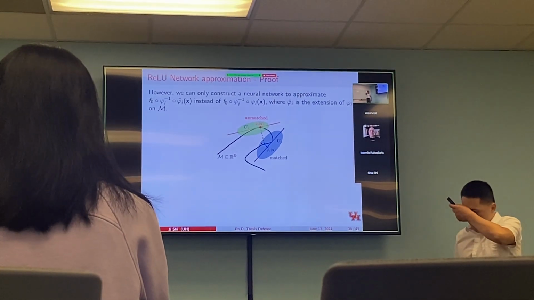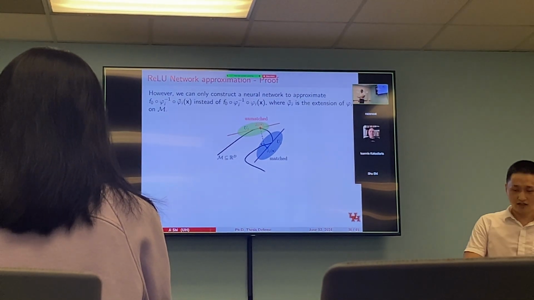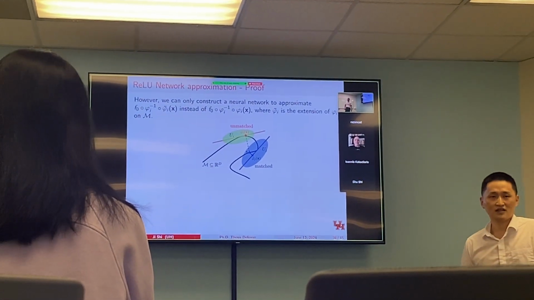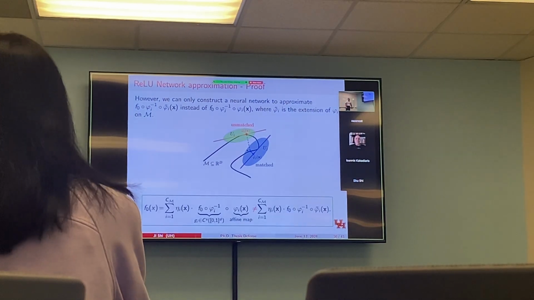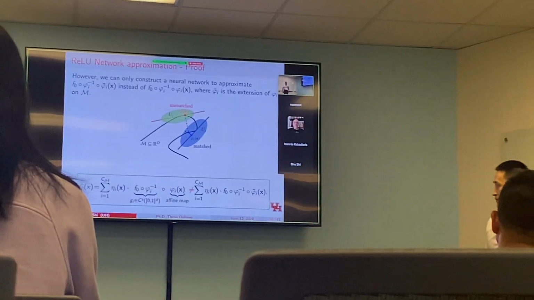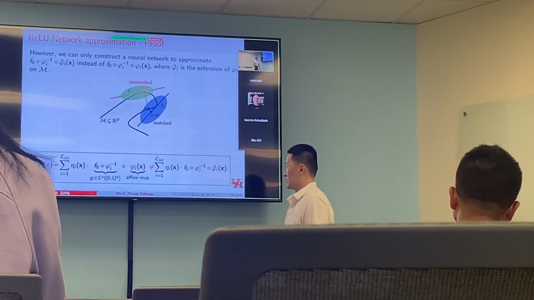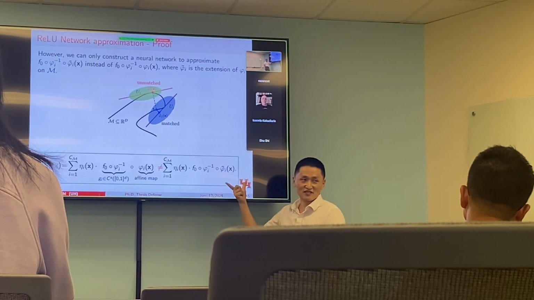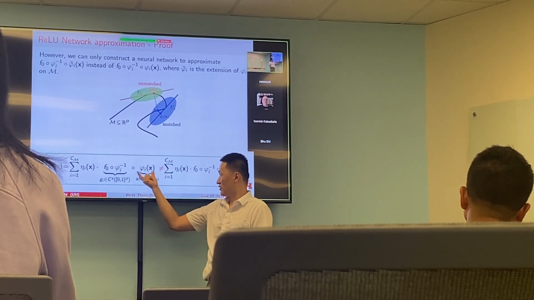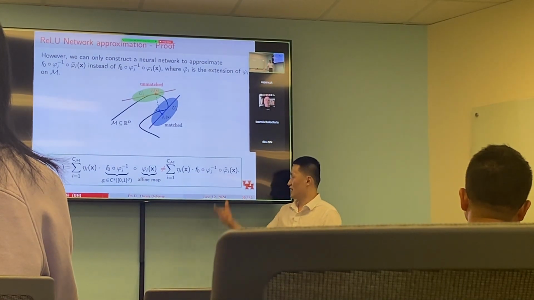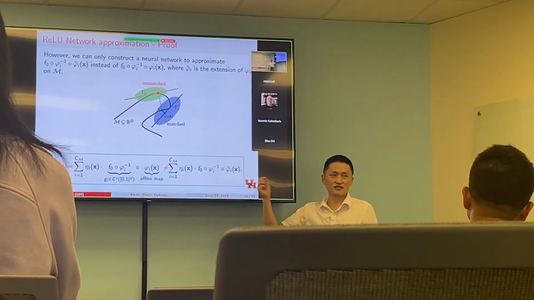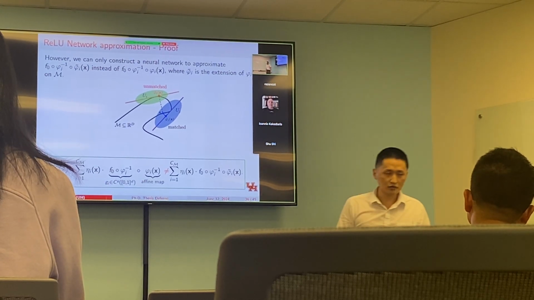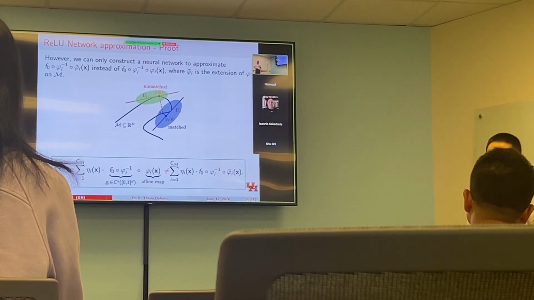We noticed that many papers didn't consider this step, so I don't think their result is correct. This will cause a problem. Just like this, f naught of x is not equal to this summation, because the domain of phi_i is U_i, but here the domain of phi_i tilde is not U_i. It's on the entire manifold. So how to solve this problem? This is the key step.